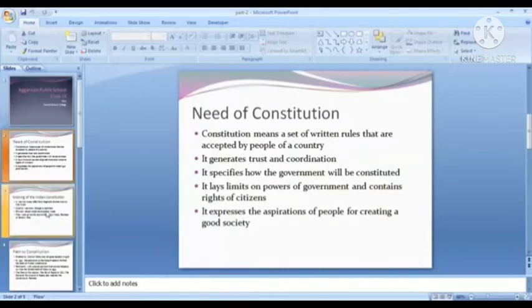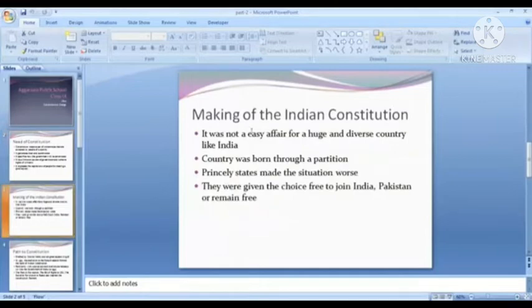Now we discuss about the making of Indian Constitution. Making of the Indian Constitution, it was not an easy affair. It is not easy to frame the Constitution of India. The Indian leaders faced a lot of problems for the framing of Indian Constitution.